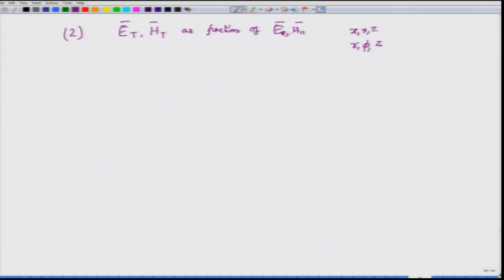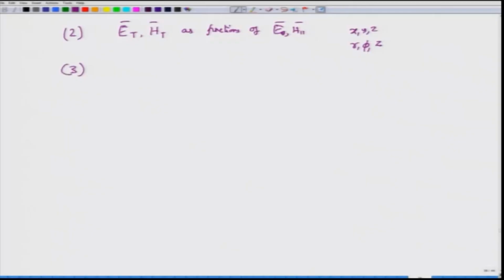You could have done it the other way around as well, but this method simplifies the problem. Okay. So, that is the second step. I express E t and H t as functions of E parallel and H parallel using Maxwell's equations. Whatever coordinate system I have chosen, in that coordinate system I have to express Maxwell's equations and then write E t and H t as functions of both E parallel and H parallel. In general, they will be functions of both E parallel and H parallel.